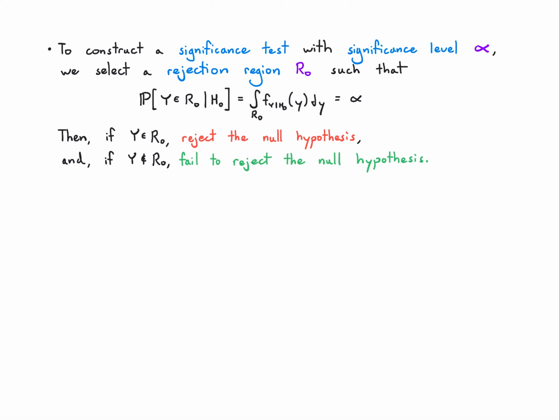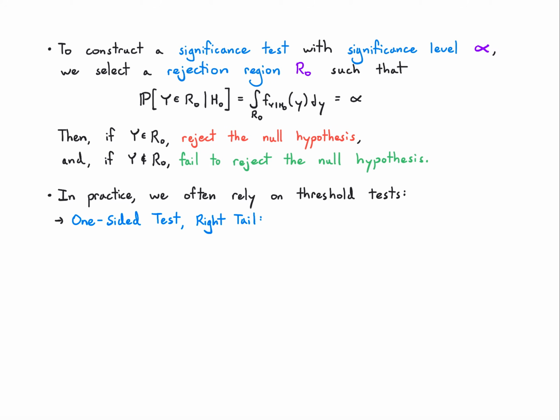Okay. So what does this kind of look like in practice? Well, in practice, what we tend to do is rely on some kind of threshold tests. And you'll notice that here we're really limiting ourselves to scalar observations. And so for a scalar observation, we're just deciding whether it's above or below some threshold. So a one-sided test on the right tail of a distribution looks like this. You reject if your value is too high. So there's a high threshold, TH, and when y is above that high threshold, you reject.